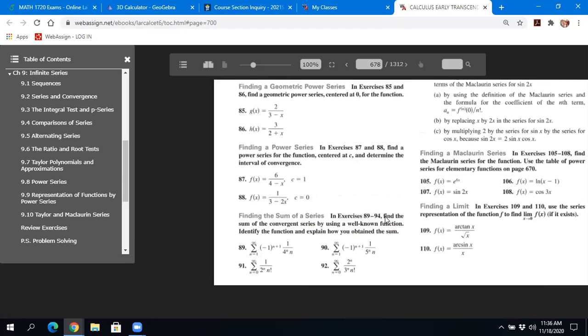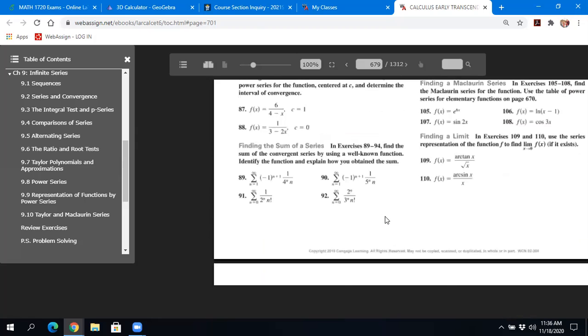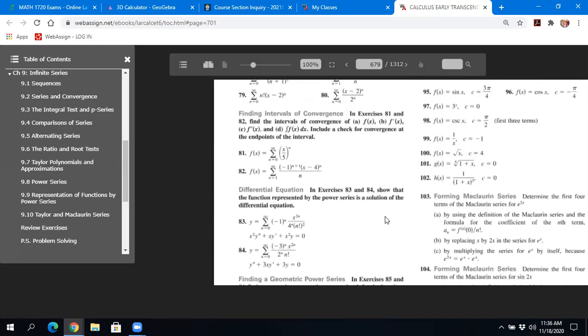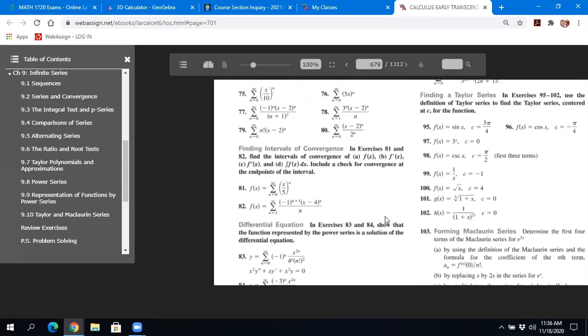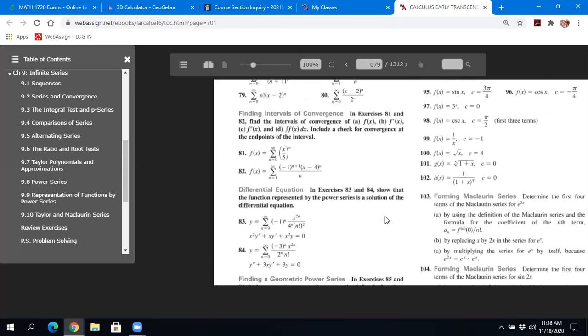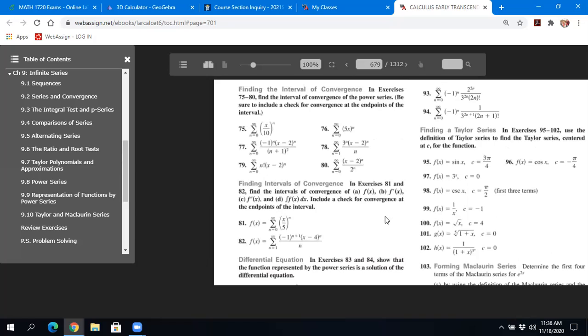Okay, so let's go up here. Maybe let me see what's down here. No, that's no good. There was one on here I was wanting to look at. Right, so what about the interval of convergence for this guy right here? Okay.